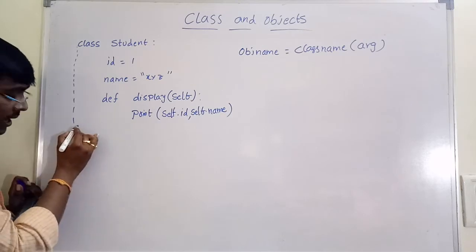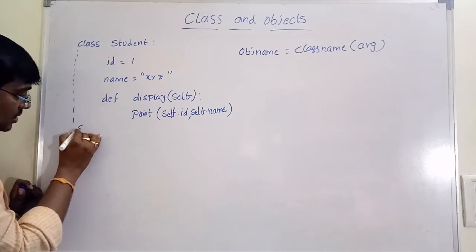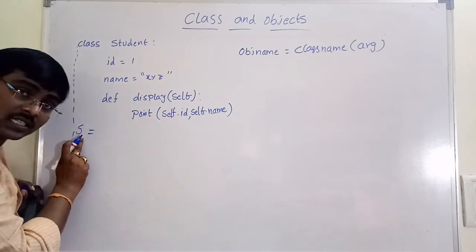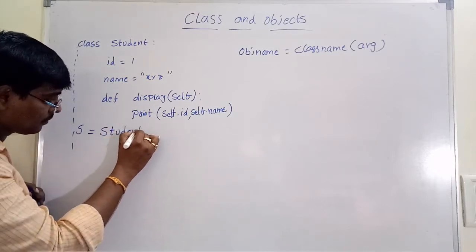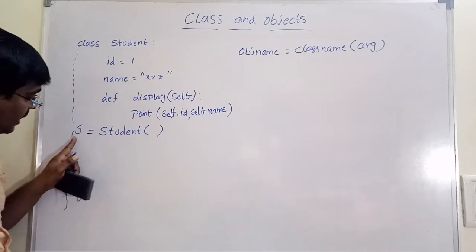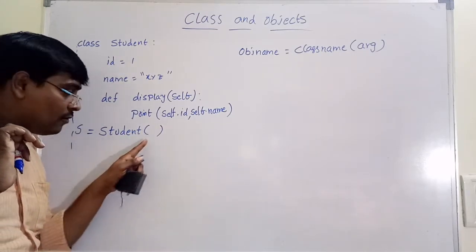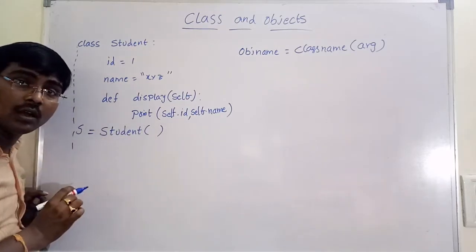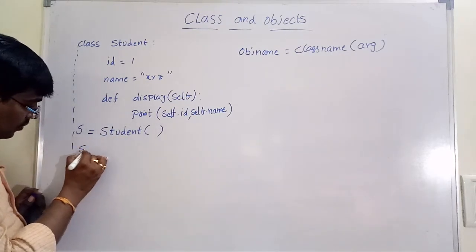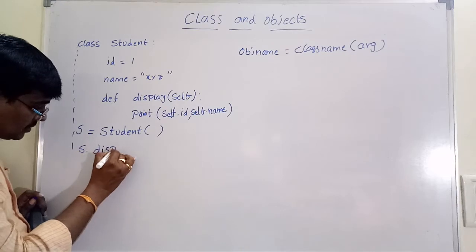I am creating an object at this position. For example, the object name is S. S is equal to student of. I am creating an empty object, that is, an object without any arguments. S is equal to student of. Now write the function S dot display.